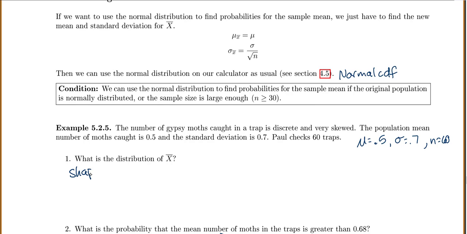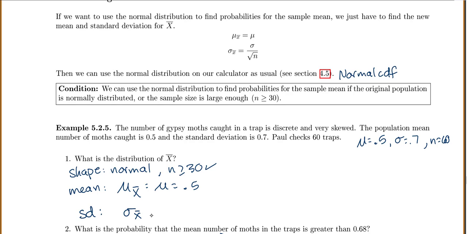Well, our shape will be normal because n was bigger than 30. And that does mean we can use the normal distribution now. Our mean, mu for x bar, will just be equal to our original mean, which is 0.5. And our standard deviation, our sigma of x bar, will be equal to our original standard deviation over the square root of our sample size. So 0.7 over the square root of 60, which is 0.09036.